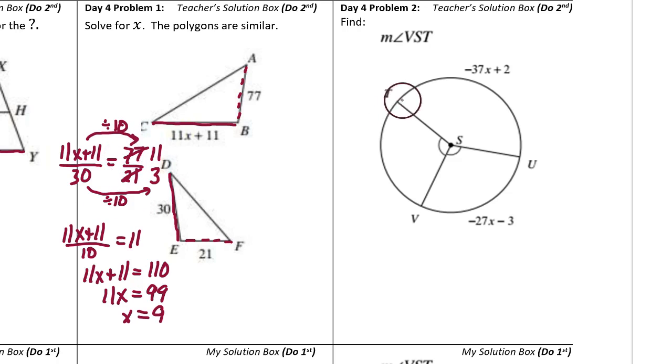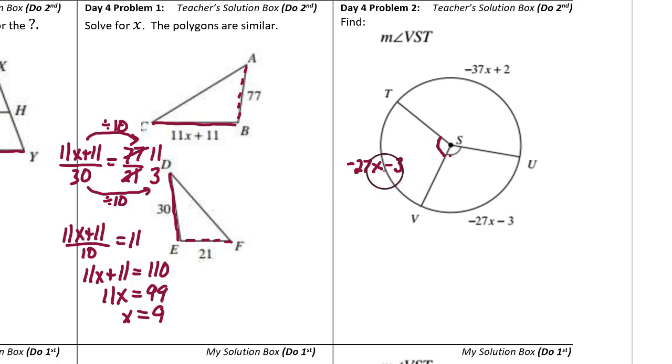Now, day 4, problem 2. Find the measure of angle VST. So VST is the angle with this loop in it. There's another angle with that same style loop, and those mean that the angles are congruent. So that same algebra expression can be written over here.